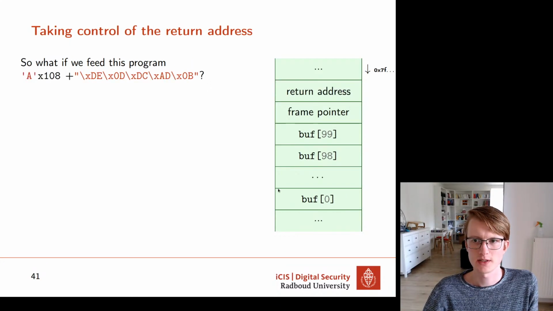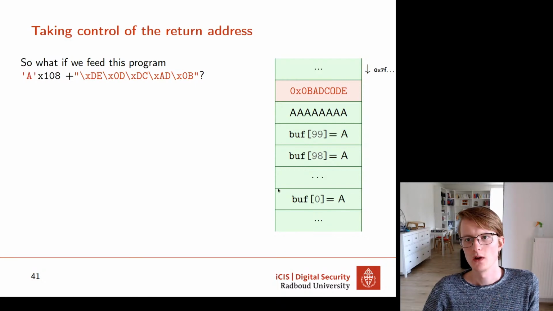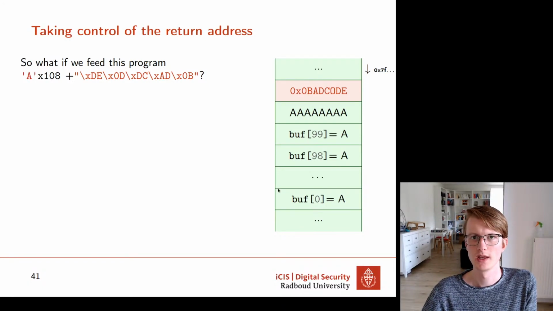But what if we start to feed it slightly more interesting data? Oops. So this type of overflow allows us to take control of the return address. If we overflow the program with an address that we know does the thing that we want, we can get this program to return to code that we want to return to, and not to the normal place where it would return to. So we can use this to execute our own code, which we're going to do next week.